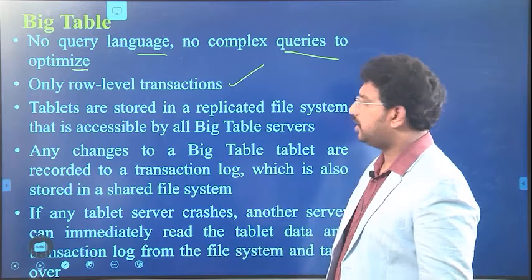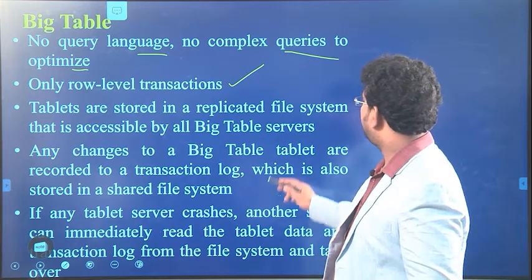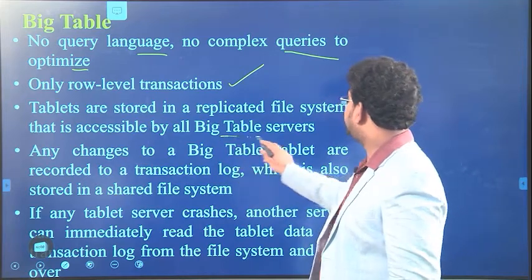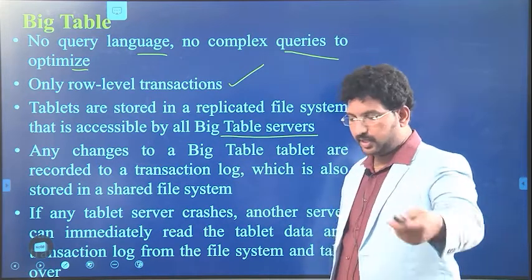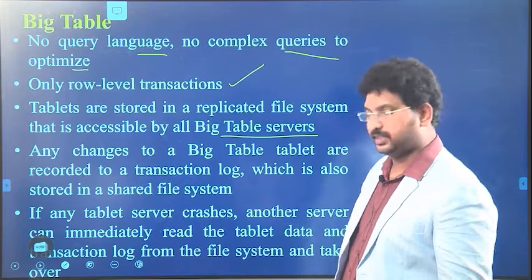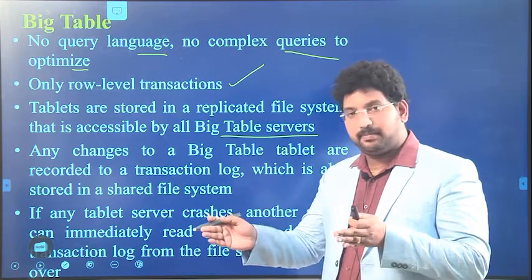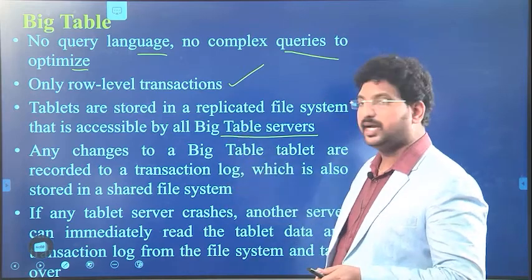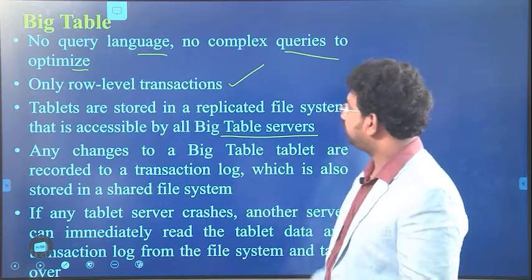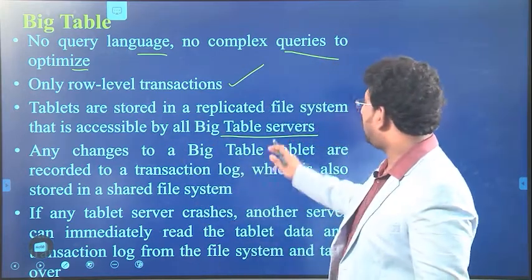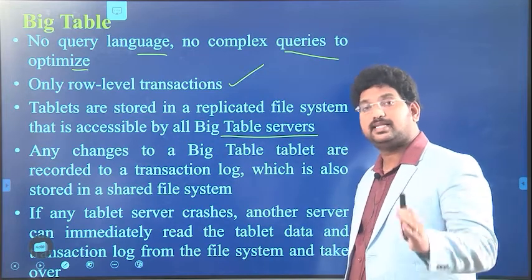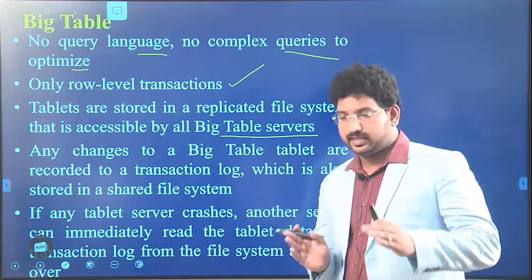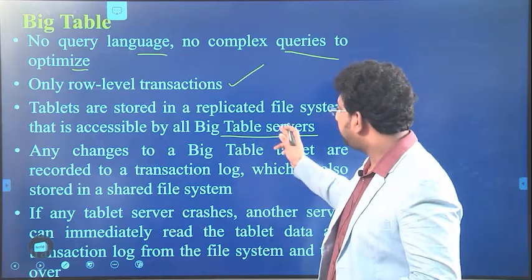As we know, tablets are stored in a replicated file system that is accessible by all Bigtable servers. Here you have to understand one more point. We know that the Bigtable is divided into a number of tablets. The tablets are stored in the replicated file system that is accessible by all the Bigtable servers. Whatever tablets are there, they are all accessible by all the Bigtable servers.